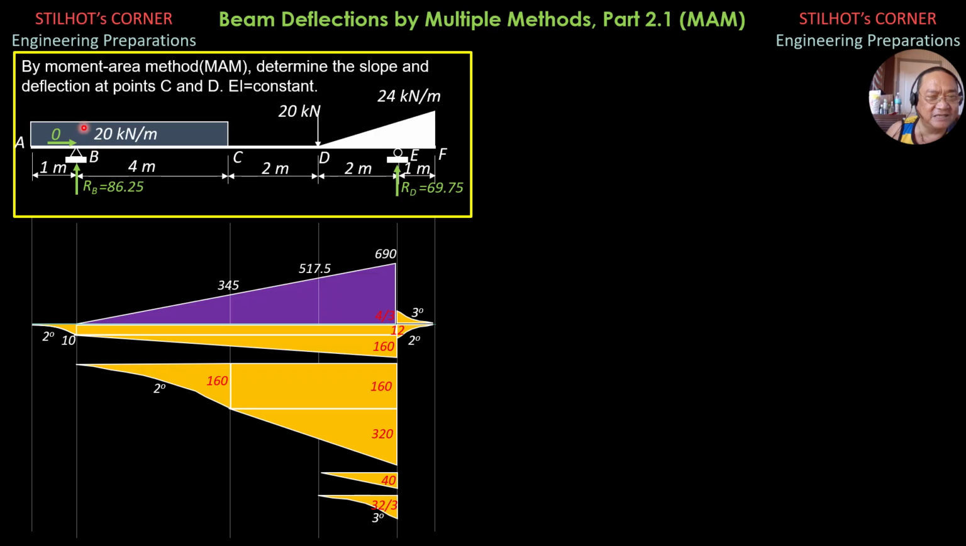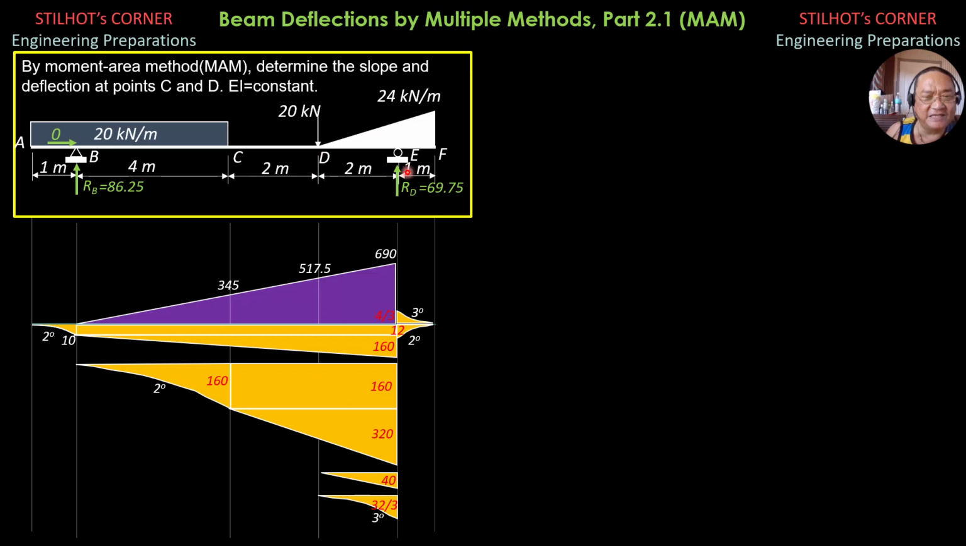Then for this 20 kilonewton per meter load, 20 times 4 times 2 is 160 over EI, second degree, because EI is constant. Just imagine all the values are divided by EI, which is 1 in this case. Then second degree, 20 times 4 is 80. There is a concentrated downward load of 80 here. 80 times 4 is, of course, 320. And the couple is 160. That's why extended. 20 times 2 is 40, first degree.